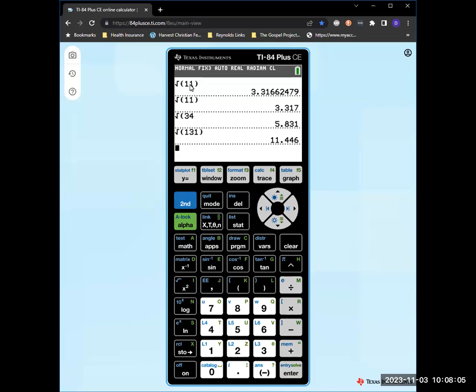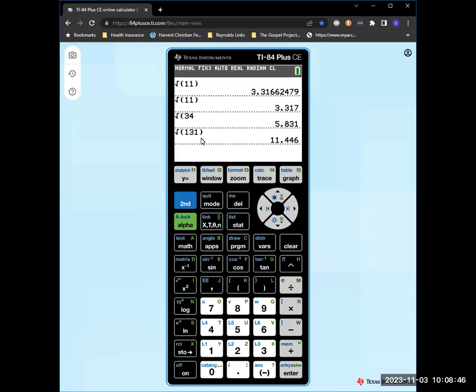So because 11 is between 9 and 16, the square root of 11 has to be between the square root of 9, which is 3, and the square root of 16, which is 4. And you might even guess that it's closer to 3 than it is to 4, because 11 is closer to 9 than it is to 16. Similarly, the square root of 34 is between 25 and 36, much closer to 36 than it is to 25. So the square root of 34 is going to be between 5 and 6, but much closer to 6. So that answer makes sense to us there.